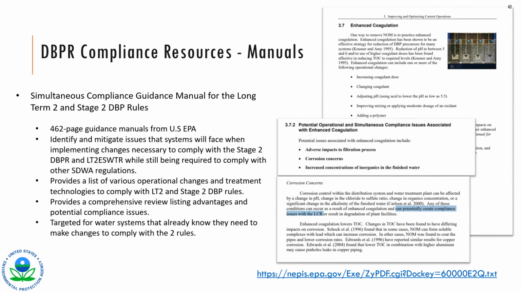So if a water system knows that they're making changes to their system, they should check this manual just to make sure that whatever option they're using doesn't have previous history with compliance issues. And if they do, to make sure that they will be able to work around that issue and make sure they're in compliance with the other rules along with the stage 2 DBPR.